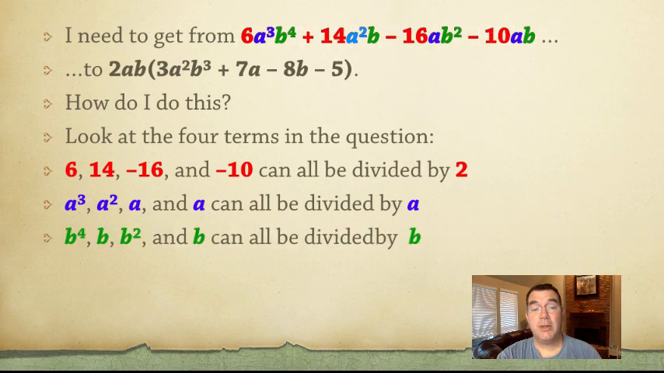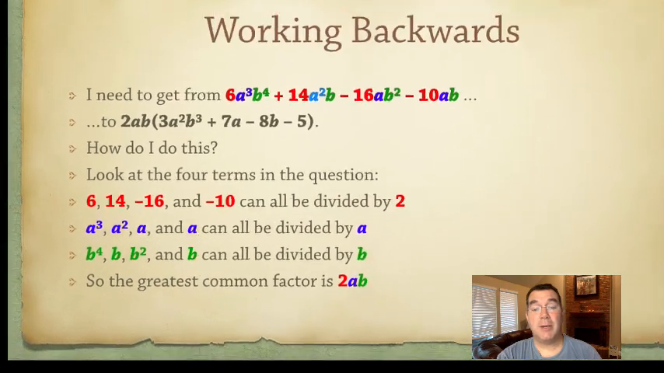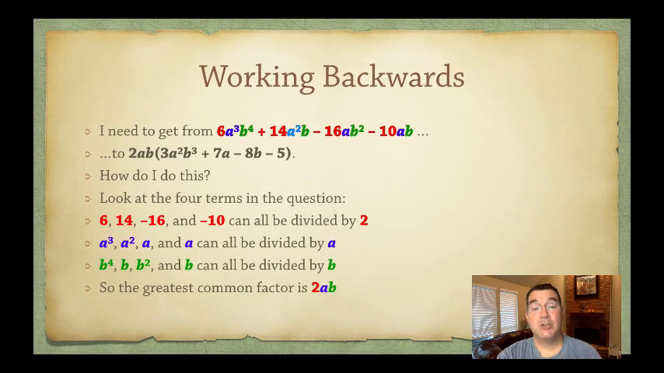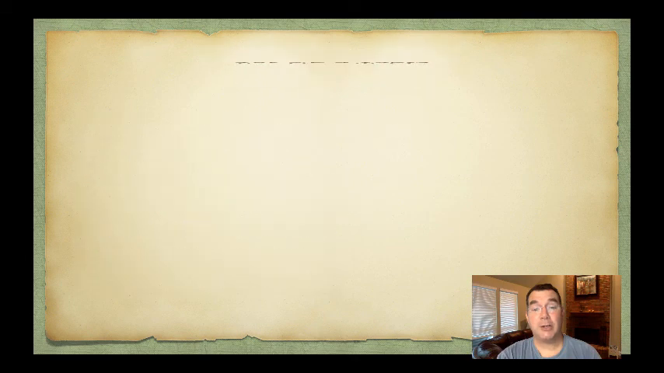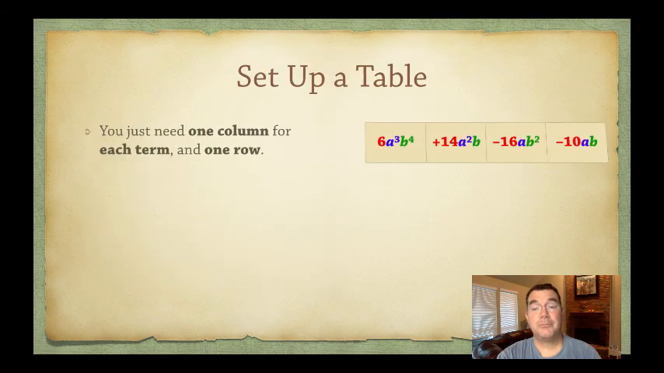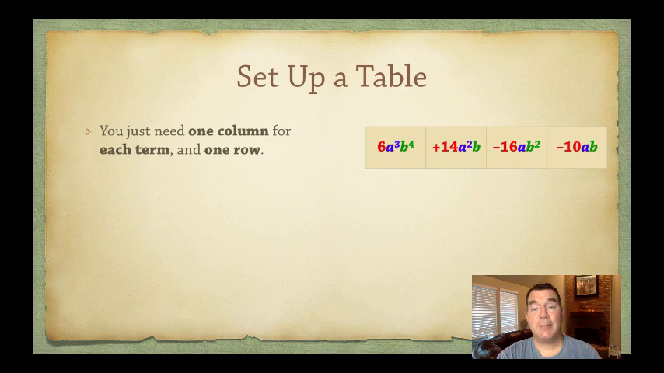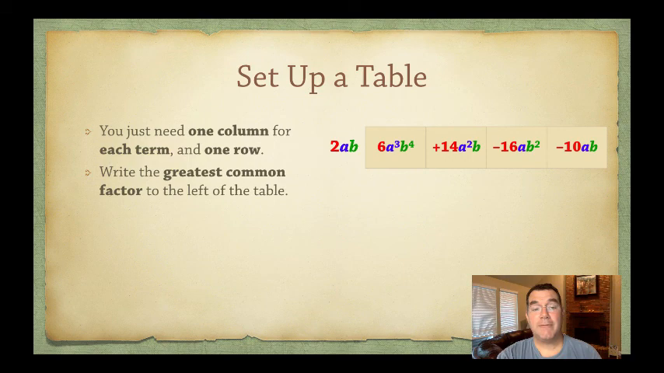There's b to the fourth, then there's a b, and then there's a b squared, and then there's a b in the last term, and all of those can be divided by b. So what that means is all of those terms can be divided by 2 times a times b. So that's what we call the greatest common factor. And so in order to factor that properly, I put all four terms in a table. And then I know that the greatest common factor is 2ab, so I'll write that to the left.